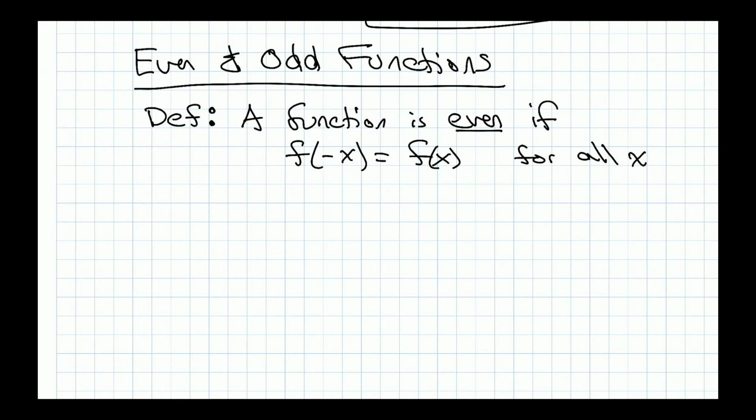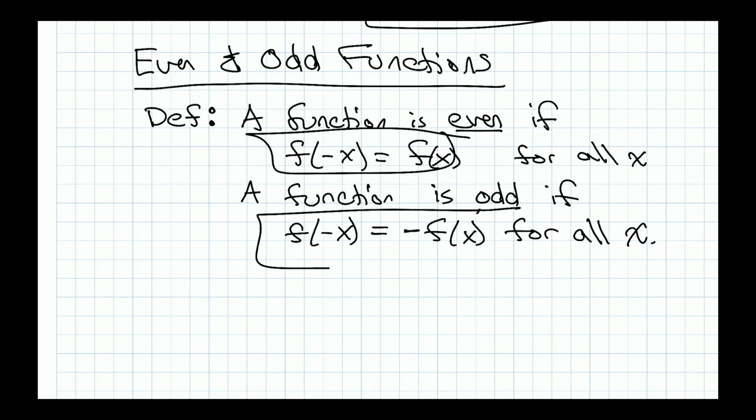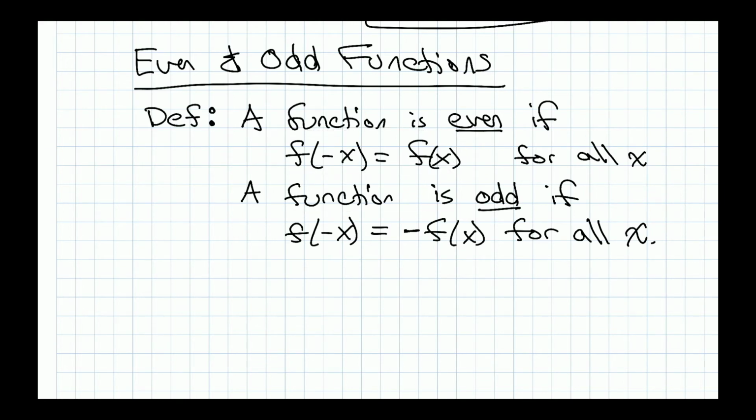Even. Now, a function is odd if f of minus x equals minus f of x for all x. All right? So those are your definitions of even and odd. And you can apply them algebraically just by checking this condition or checking this condition. If you do that, you will find out if a function is even or odd. Now, it's important to understand some functions are neither.